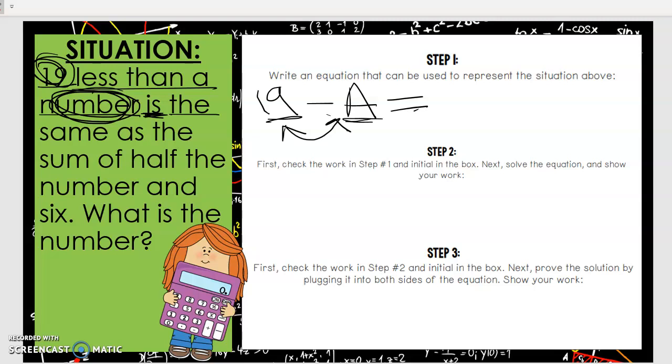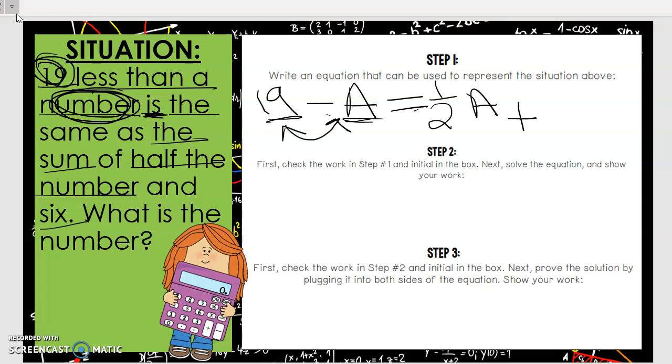Is going to be equals, the same as the sum. The sum means I'm going to be adding two numbers. And after I see the word sum, it's going to give me two numbers, so I know those two numbers I'm going to be adding. Half the number, half of the number, you can either write a over 2, or you can write like I had it, 1/2 of a. Either way, it's the same thing.